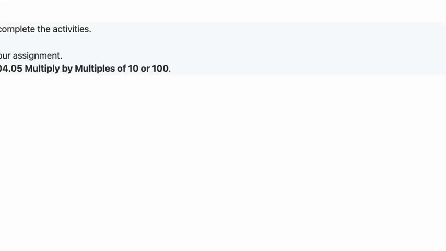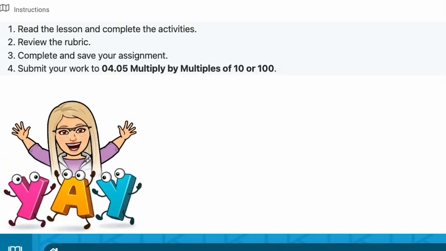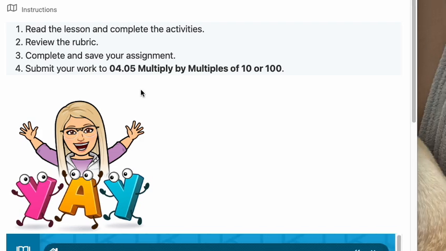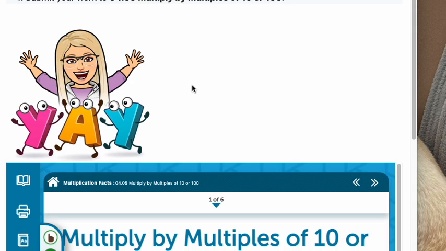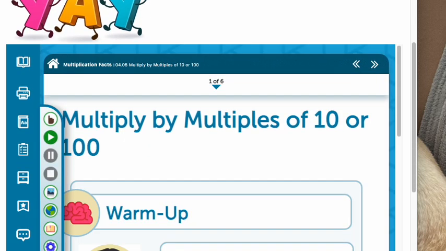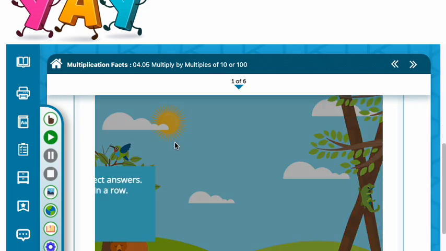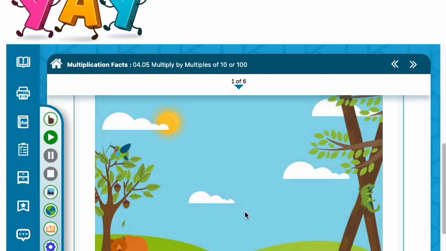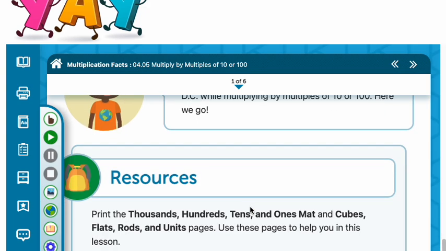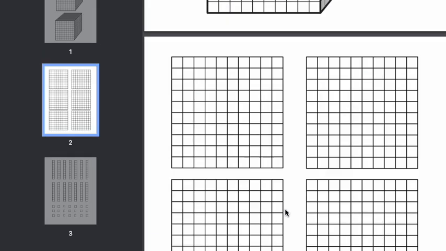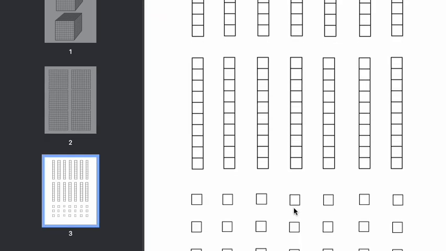All right, so let's take a look. So this is, hey, read the lesson and complete the activities. Then we want to make sure that we're working on our work, and you have a handout today on multiplying by multiples of 10 and 100. As we're looking at these problems, you're going to have a review with some warm-up, with some interactives to review multiplication with 0. You have these cubes, rods, flats, and units. These are some math manipulatives to help you as you're working today.